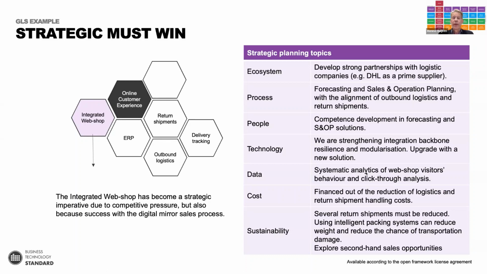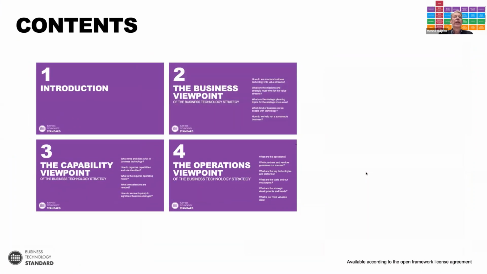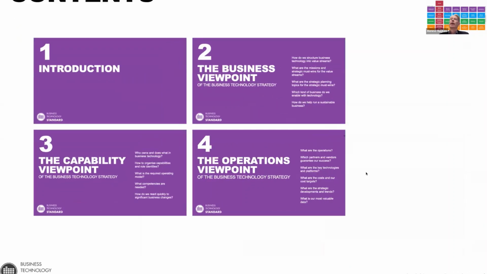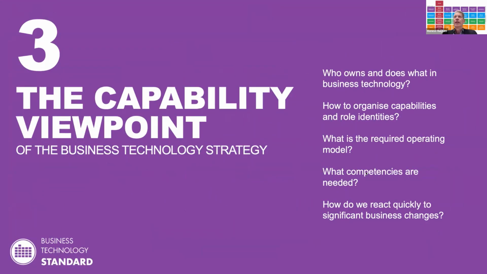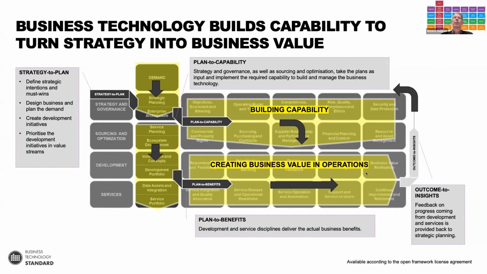So that's the business viewpoint of the business technology strategy. If we then go to the capability viewpoint, we go more onto what is already in the business technology standard, very much the capability model. So there we ask questions like who owns what kind of capabilities and role identities do we have? What is our operating model? What competences do we need? How do we build to be able to react quickly to significant business changes? And there is, of course, the capability model, one important instrument for it.